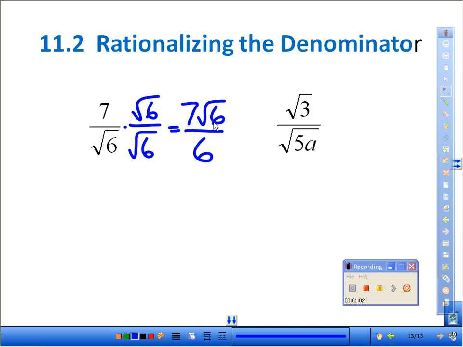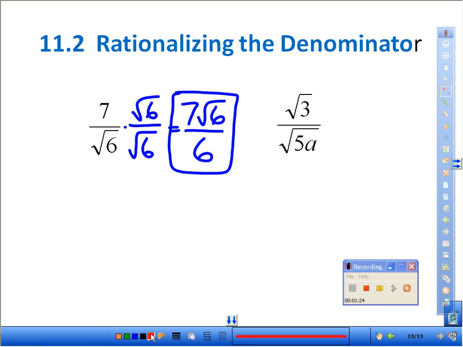There are no perfect square factors in the square root of 6, and there's no simplifying that we can do. If you take a look at the fraction 7 over 6, nothing can be simplified, so this would be our final answer: 7 times the square root of 6 divided by 6. Be careful not to simplify those 6's. The top one is in the radical symbol.